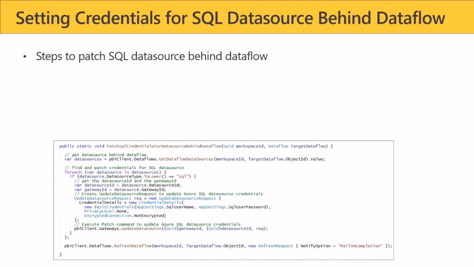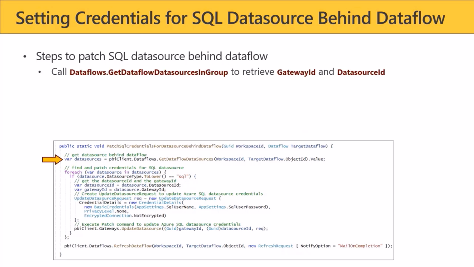Now, you import a data flow just like a data set or a paginated report connected to SQL. It's got data behind it. You want to refresh it, but you can't refresh it till you patch credentials. So once again, there's an arrow where things are different from what you've seen before. And the one thing that's different is you can go up to a data flow and say, get data flow data sources. It passes you back the data sources.